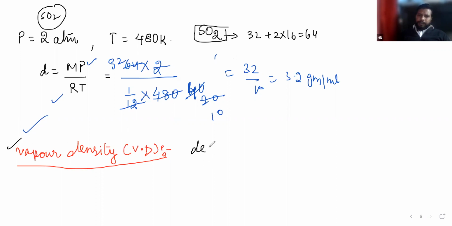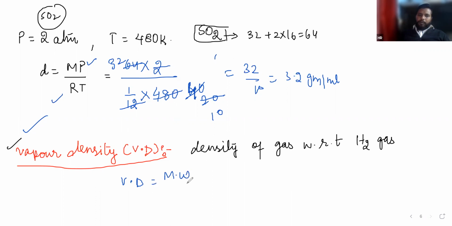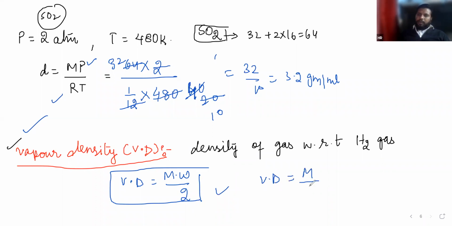Just see what is vapor density. Vapor density is the density of a gas with respect to hydrogen gas, H2. So we have a formula of vapor density. Vapor density equals molecular weight upon 2, or you can write vapor density equals molar mass upon 2.